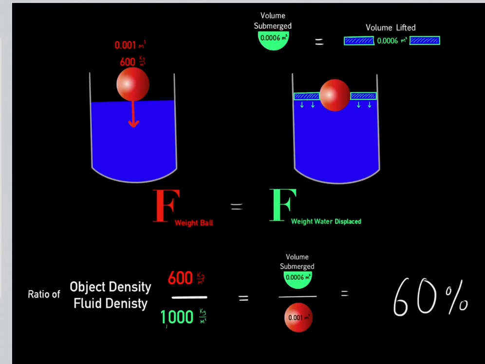So if this ball has a density of 600 kilograms per meter cubed and the water has a density of 1,000 kilograms per meter cubed, this would give us 60%. So therefore we know 60% of this ball will be submerged. This is 60% of the total volume of the ball will be submerged.